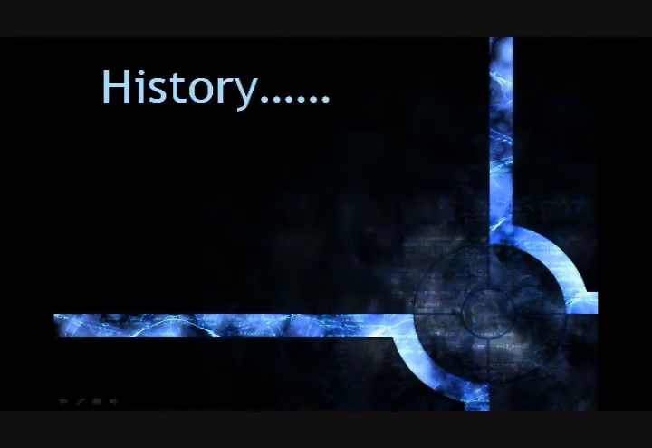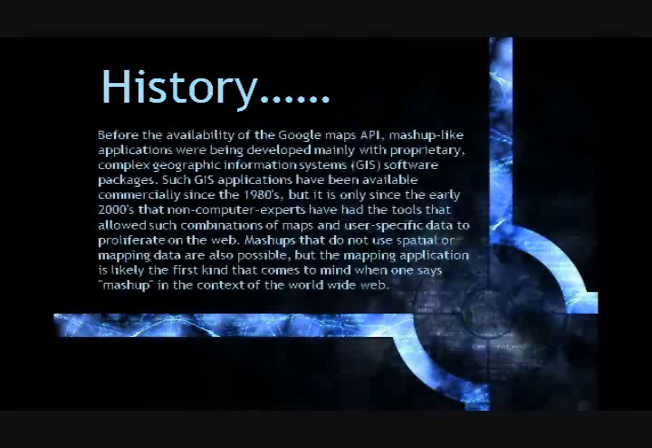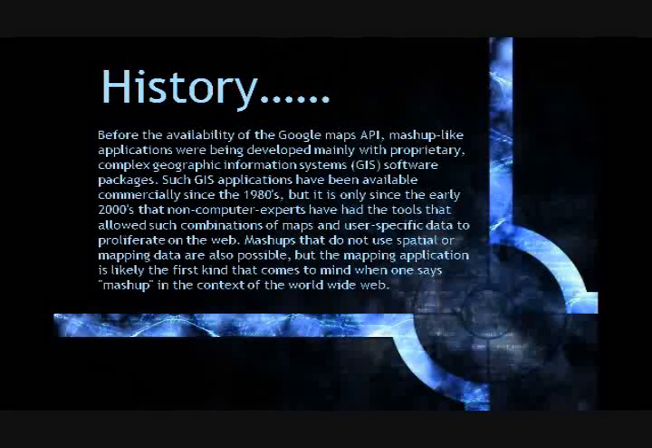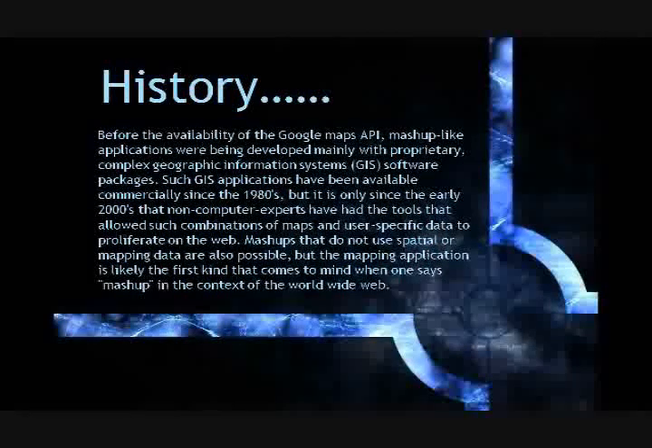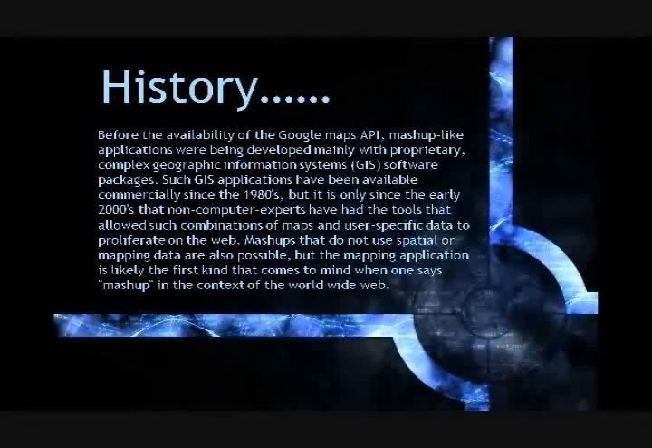The history of mashups. In earlier days, because mashups were not available, applications like geographic systems were built using packages. In the 1980s, this was very popular, but only till the 2000s. Then, non-computer experts started using tools to build mashups, combining maps and data. Not only map-oriented mashups, but various mashups can be built using today's technology. But when you say mashup loudly, the first thing that jumps into your mind is some mapping application like Google.